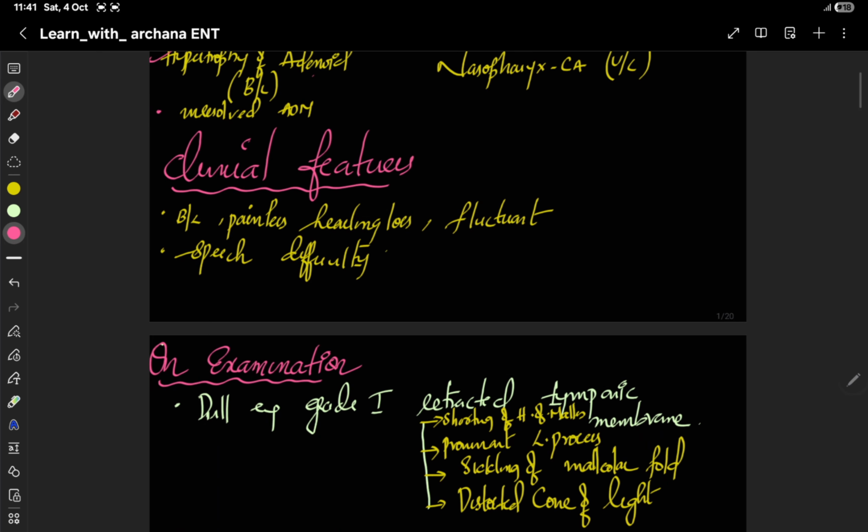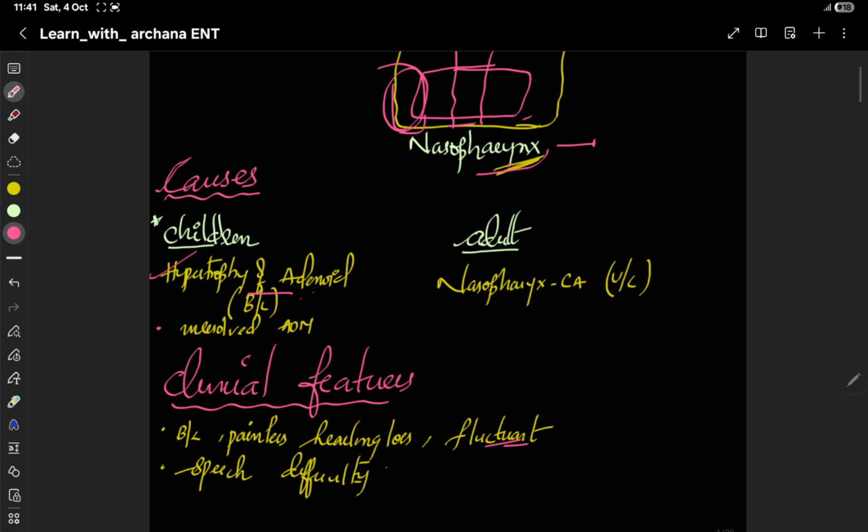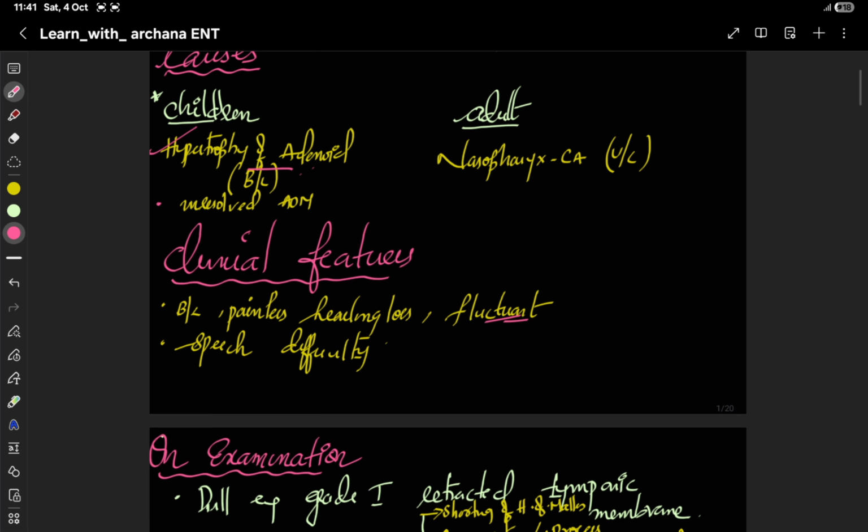Okay, then what next? It will be fluctuant. That is, hypertrophy of the adenoid occurs when there is allergic infection and all. It will not be a constant phenomenon, right? It will be fluctuant, that is, having seasonal variation. So it will occur only with seasonal variation and allergies.